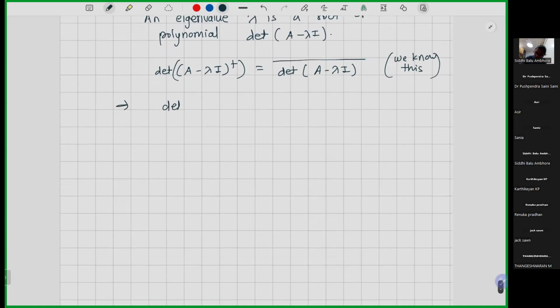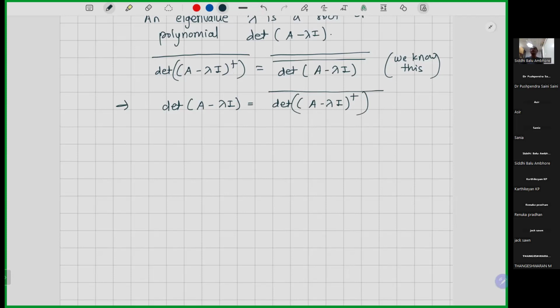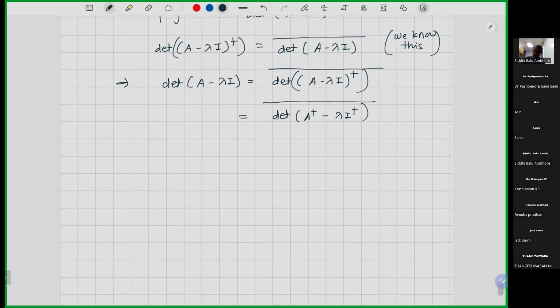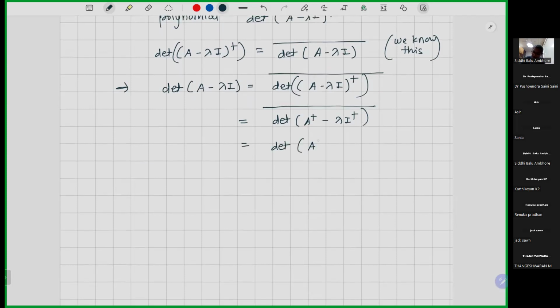So if I start with the determinant of A minus lambda I, then this is what? If I take the conjugate on both sides, the conjugate of the conjugate is the same thing. So the determinant of A minus lambda I dagger conjugate, right? The conjugate of the conjugate gives me the same thing again. So I'm just switching the places now. So this will imply the determinant of A dagger minus lambda I dagger, right? Dagger splits over addition or subtraction.